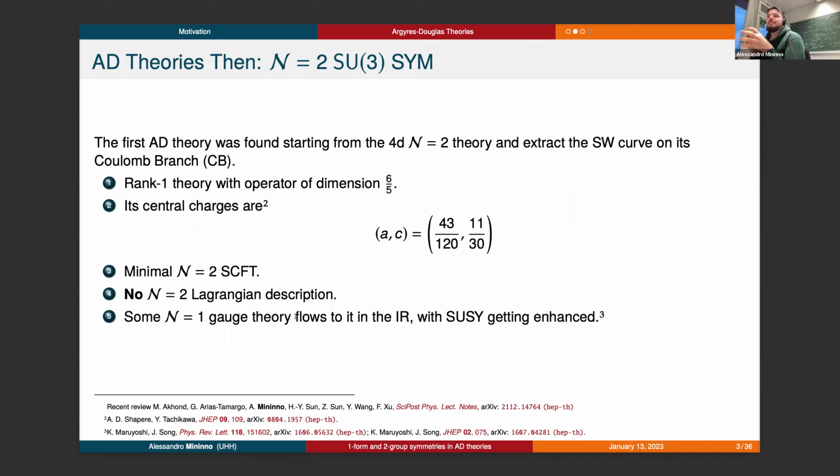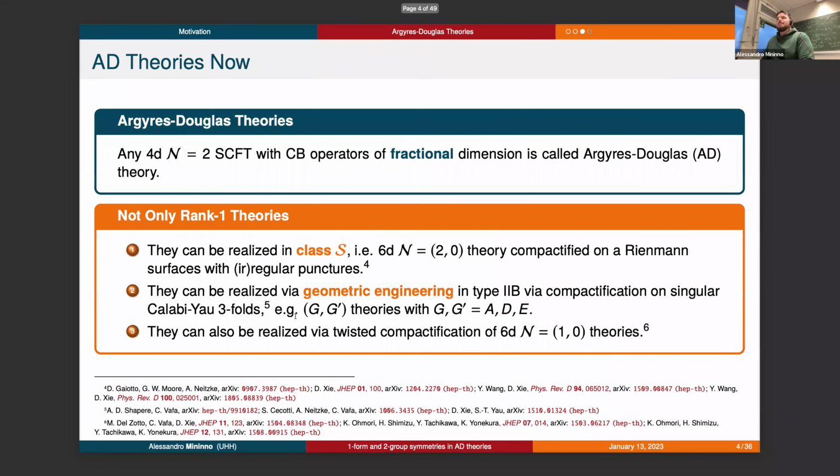This is what in the future I will mean by non-Lagrangian theory, in the sense that there is no N=2 Lagrangian description, but there can be an N=1 gauge theory that flows in the IR to this, and it gets SUSY enhanced. This is Maruyoshi's. But then any N=2 superconformal field theory with a Coulomb branch operator of fractional dimension is called an Argyres-Douglas theory. And there is not only rank 1 theory, they can be realized in many setups.